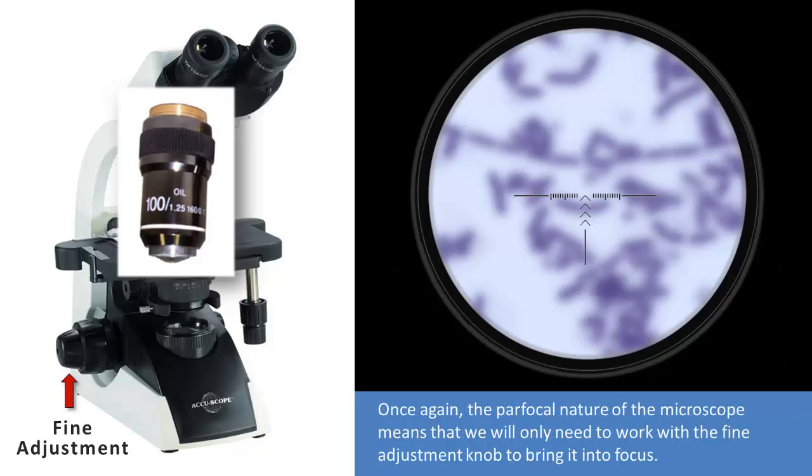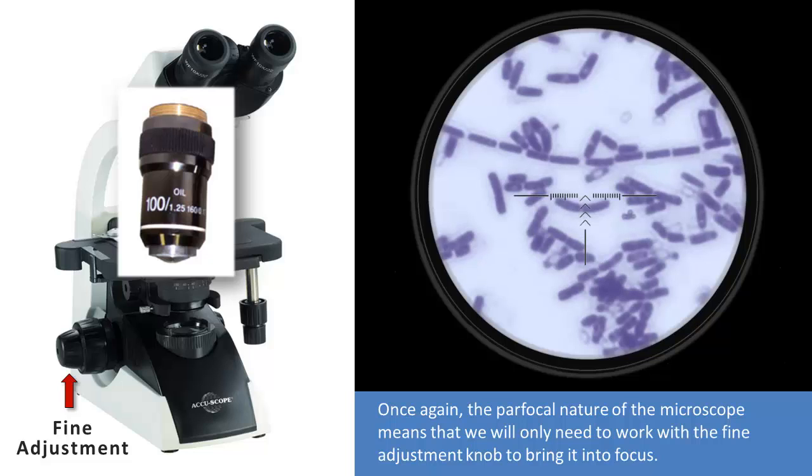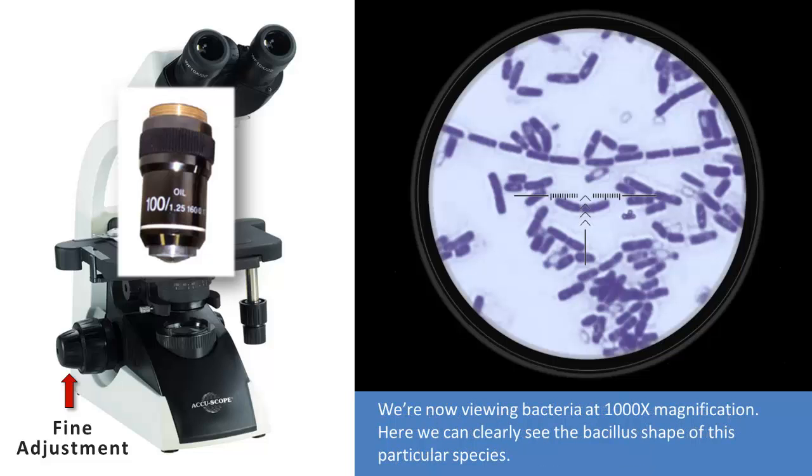Once again, the parfocal nature of the microscope means that we will only need to work with the fine adjustment knob to bring it into focus. There, we did it. We're now viewing bacteria at 1,000 times magnification. Here we can clearly see the bacillus shape of this particular species.